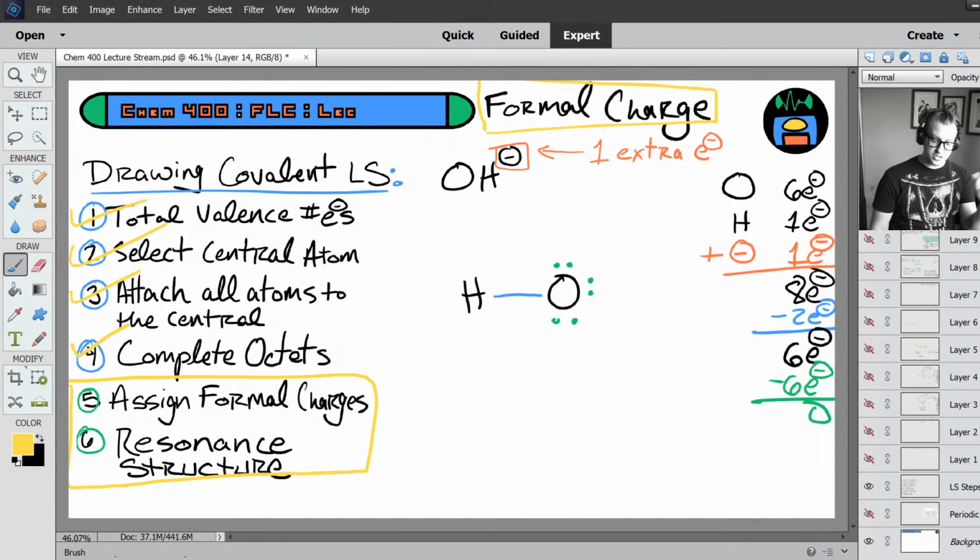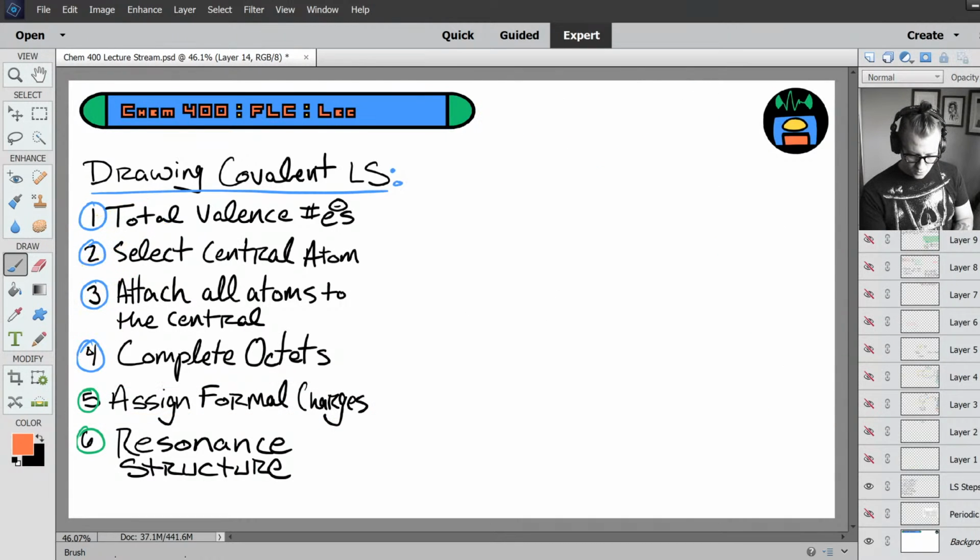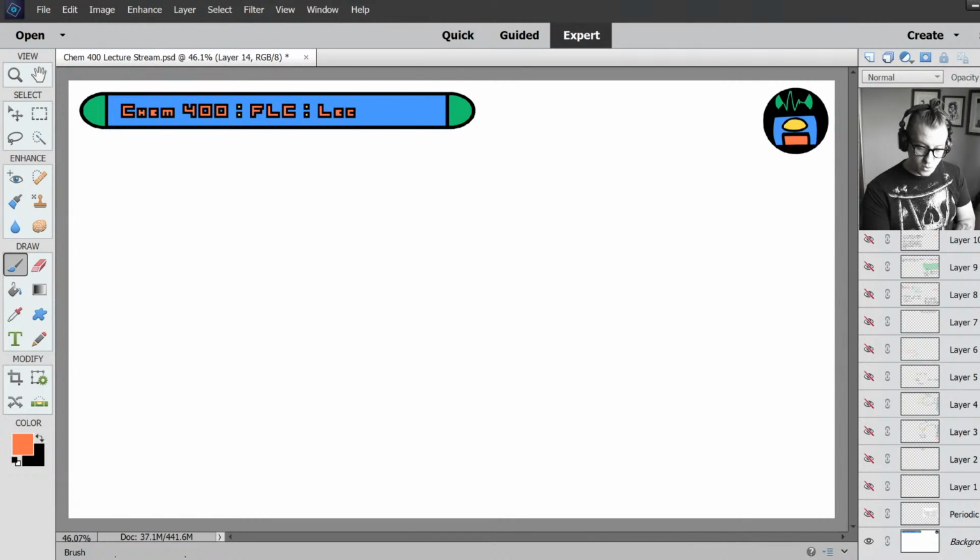And actually, let me redo that. We're not going to worry about resonance structures just yet. First, we have to worry about assigning our formal charges. All right. Now, here's the thing. We're going to come back to this slide. But before we do, we need to spend a minute to talk about what formal charge is. All right.